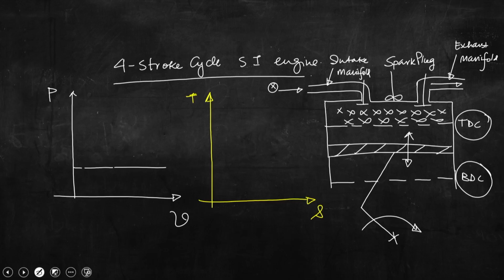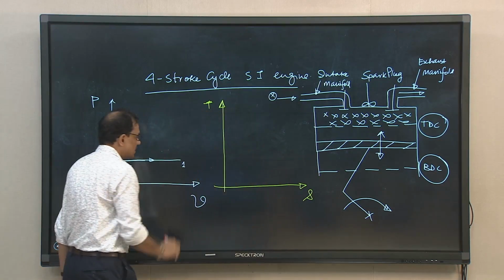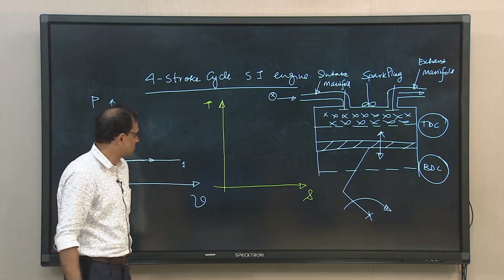So, if we assume that this is the first process and say this is point 1. So, when the piston reaches BDC at the end of the intake stroke, that is point 1. Then the next stroke is the compression stroke.